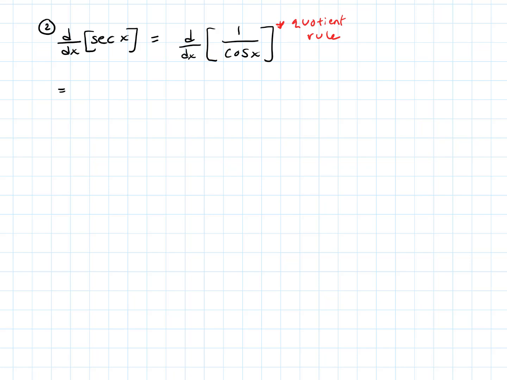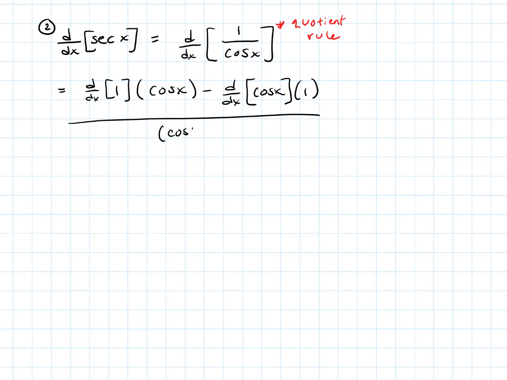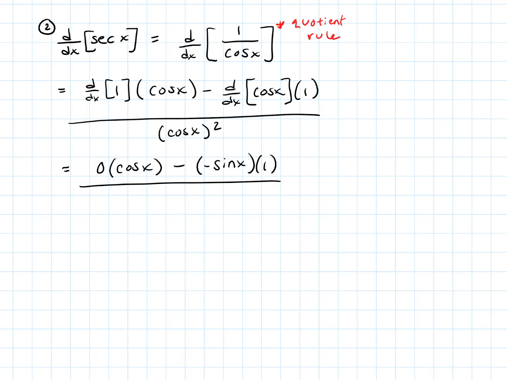This is going to be, again, the derivative of the numerator times the denominator minus the derivative of the denominator times the numerator, and then I'm going to divide by the denominator, the quantity cosine of x squared. So taking the derivative, I get 0 times the cosine of x minus the derivative of the cosine of x, which is a negative sine of x, times 1, all over the cosine of x squared.